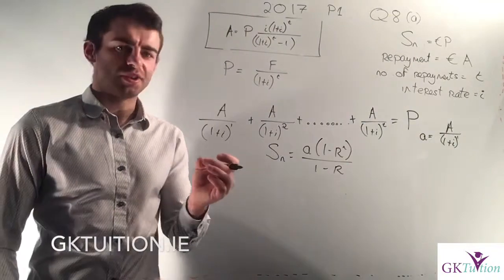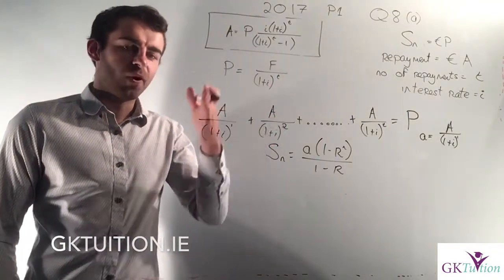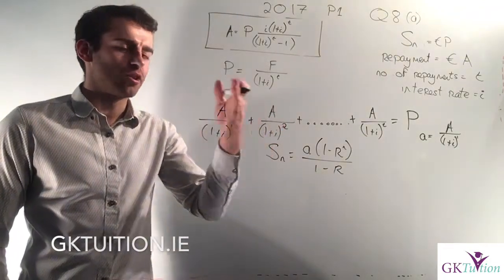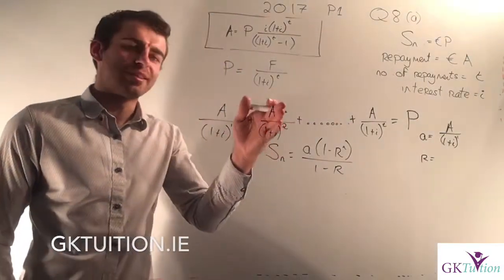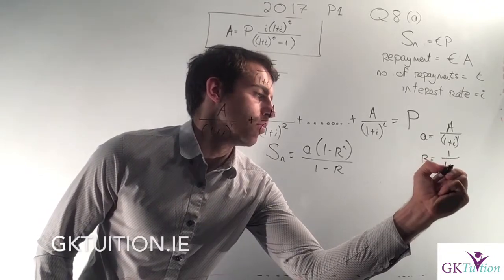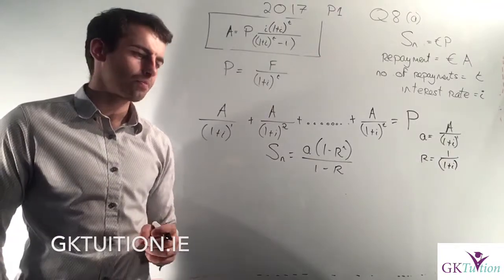Now in a geometric series, to come up with your common ratio, it's any term divided by the previous term. So in this case, if I divide the second term by the first term, I'm going to skip the lines here, but you would just get 1 over 1 plus I. So my common ratio is just 1 over 1 plus I.